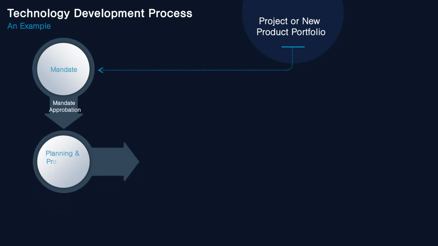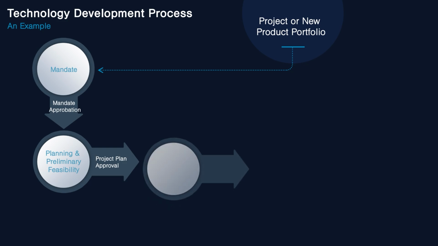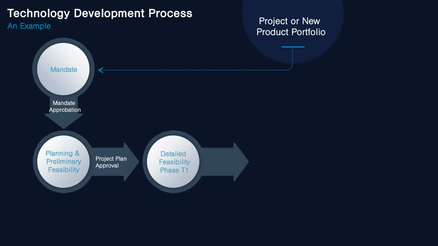Then the project is planned and preliminary feasibility is performed. Here, the team might realize that developing the technology will take more time than initially expected. The technology development is then separated from the project development to ease the management. Once this is completed, the project plan is submitted for approval. The technology development is then initiated in the detailed feasibility phase 1.